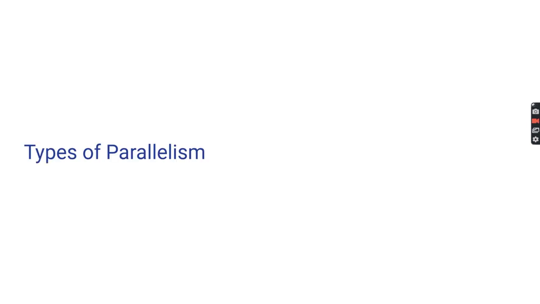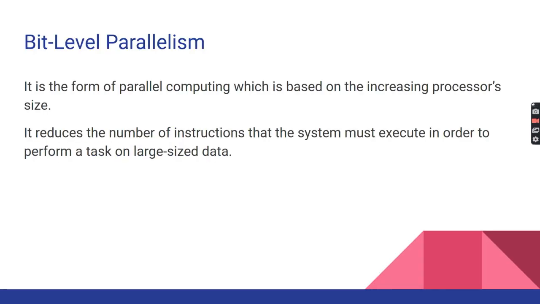Moving on, we've got types of parallelism, where we have bit level parallelism, which is a form of parallel computing based on increasing processor size. It reduces the number of instructions that the system must execute in order to perform a single task on large sized data.